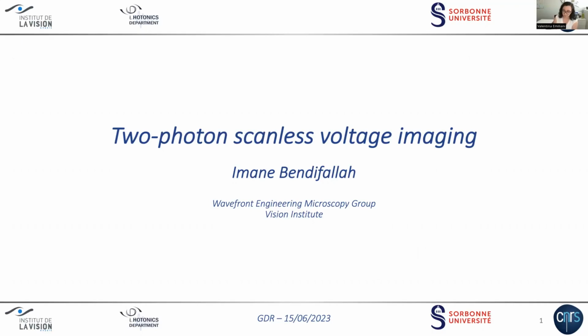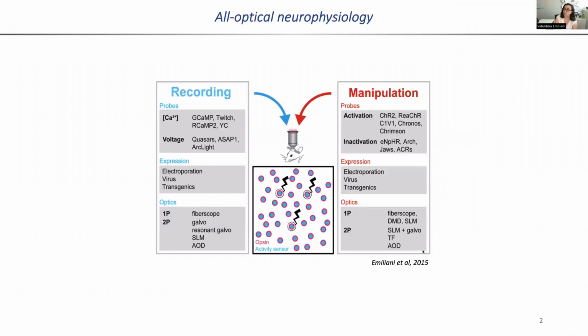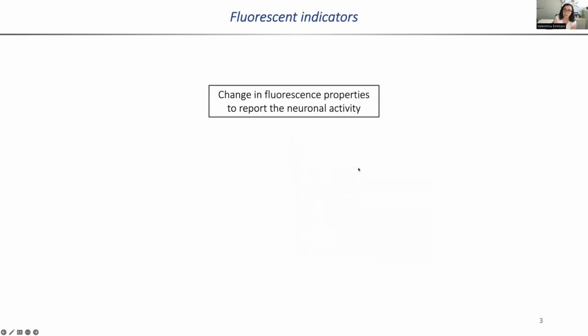So hi everybody. I will show you the work I've performed on two-photon scanless voltage imaging during my PhD. As Valentina said, for all-optical neurophysiology, it's important to be able to record the activity, either with calcium imaging or voltage imaging, but also to manipulate the activity.